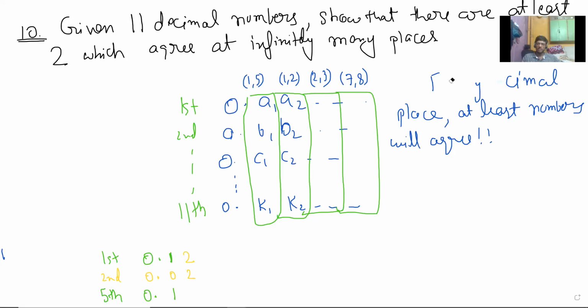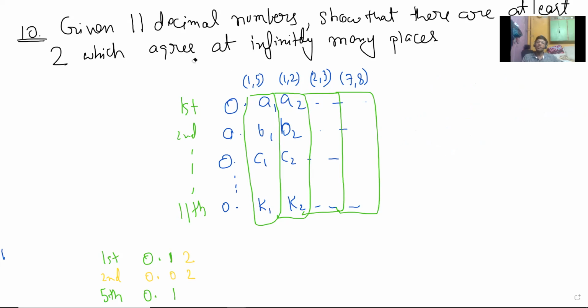But as Ishana has said here, what do we want? We want one pair which occurs infinitely many times. We want some pair like this pair 1 comma 5. It would be good if this same pair occurs infinitely many times, because then the first and the fifth number agree in infinitely many places. That may not happen, but that is what we want. So we want some pair to occur infinitely many times, right?